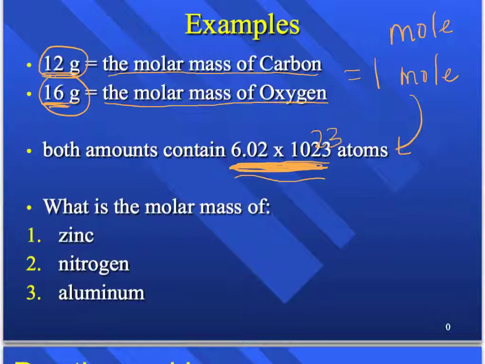Here's just a quick little check you can do. Look on your periodic table and see what the molar mass for each of these is. Just off the top of my head, I'm not sure what zinc is, but nitrogen should be about 14, and I think aluminum is 26, but we might want to double check that one and school me tomorrow in class if I'm incorrect on that one.